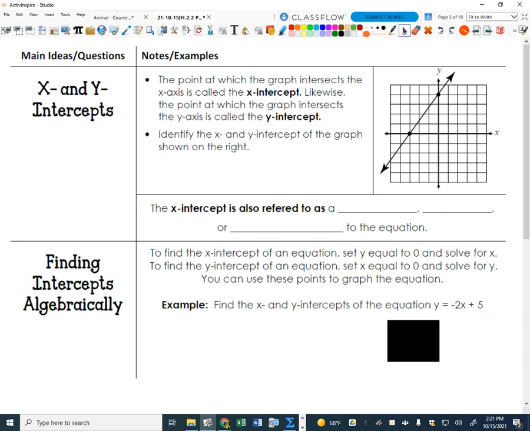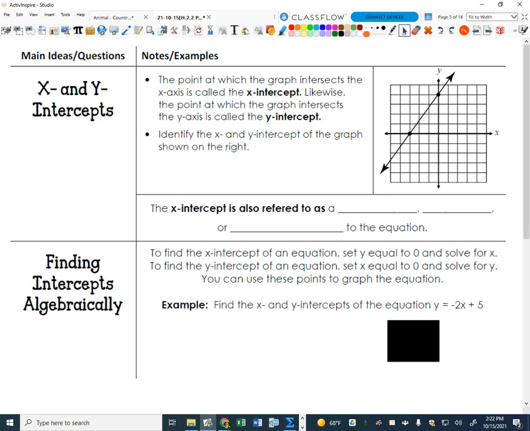So X and Y intercepts. There's a pretty cool way to do this. X and Y intercept. So the X-intercept is where any function, in this case the line, crosses the x-axis, of course. The y-intercept is where the line crosses the y-axis, okay? So we want to identify the x and y-intercept of the graph shown on the right.